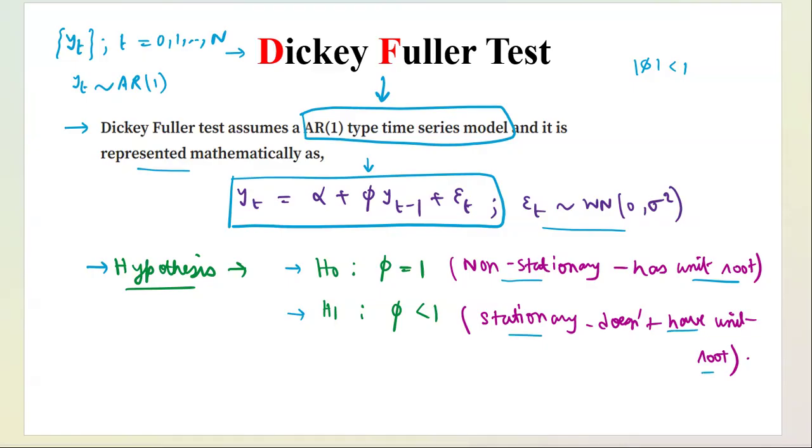So I hope up till this much this is clear, that for an AR1 process, whenever mod phi is less than 1, or phi lies between -1 and +1, the process is stationary. So that is captured by this alternative hypothesis. The alternative says the process is stationary, whereas the null hypothesis says the process is non-stationary.